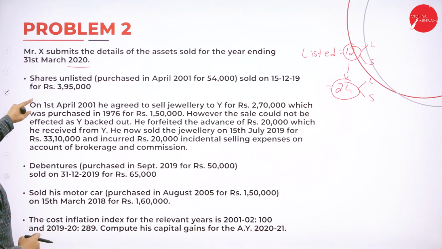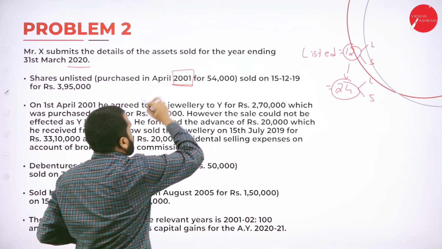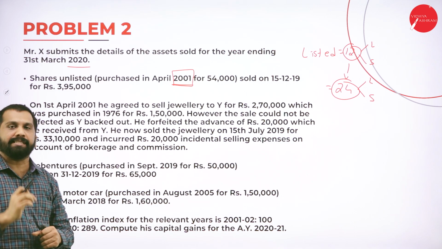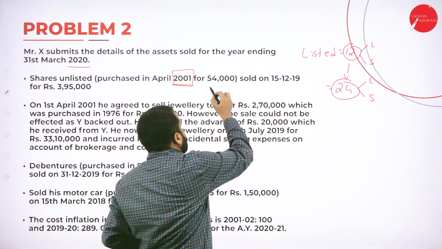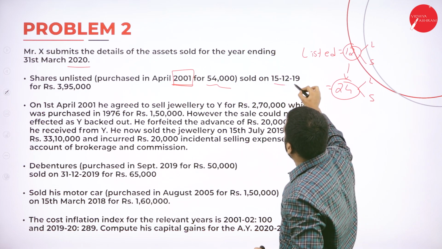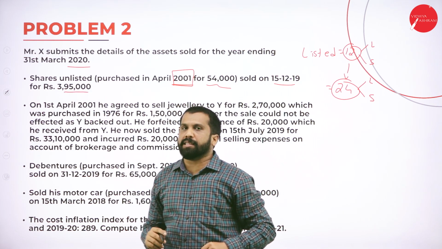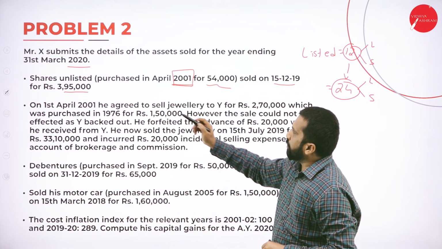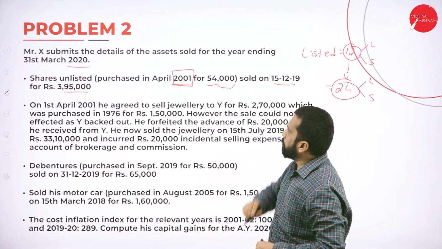Now, shares unlisted, purchased in 2001. Remember, for 2001 the indexation number is always 100. The purchase value of 54,000 is the indexation base, and it was sold in the current year, 12/19, for 3,95,000. This is your selling price, and this is your buying price.